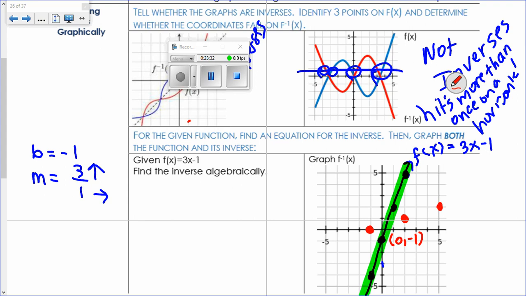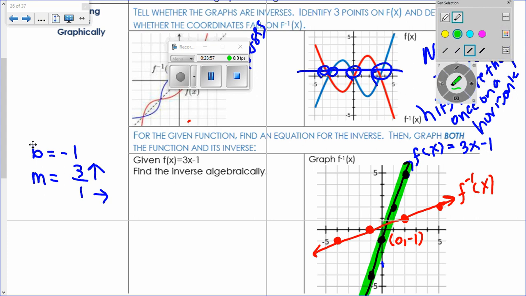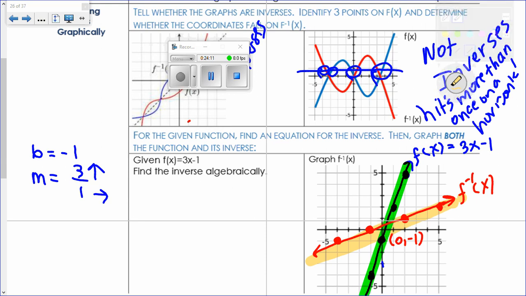I can use the ruler. And I can connect the dots. This is my inverse. I'm going to label it the inverse. And then I'm going to find out what it is algebraically. Okay? But not yet. Highlight it first. It's orange. That's my inverse. We did it graphically. We got those points graphically. Switched them, plotted the points.